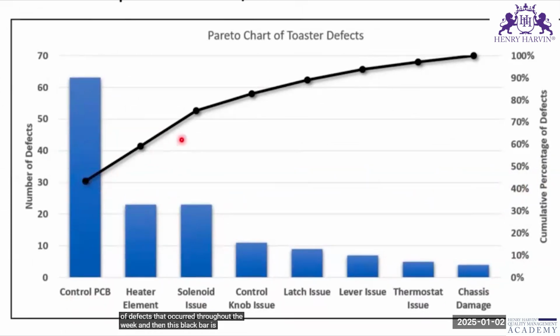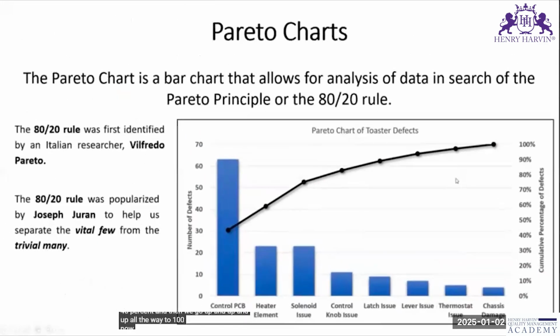And then this black bar is actually the cumulative line. So this first defect accounts for 40%, and then we go up and up and up all the way to 100%. Now that we have this Pareto analysis and we know that control PCB is our primary issue, it tells us what to focus on. Now, we still don't understand why these issues are happening.